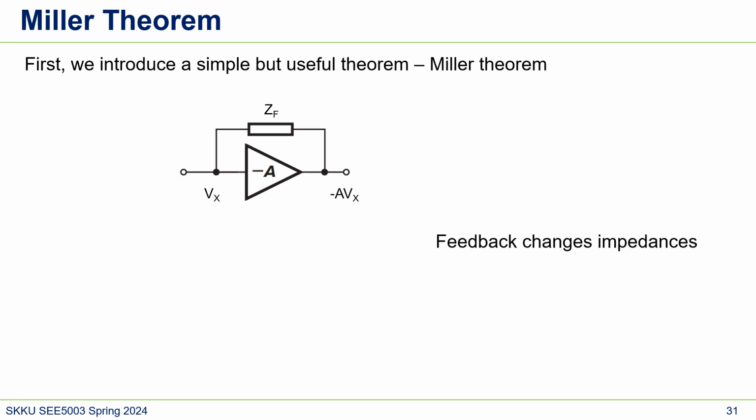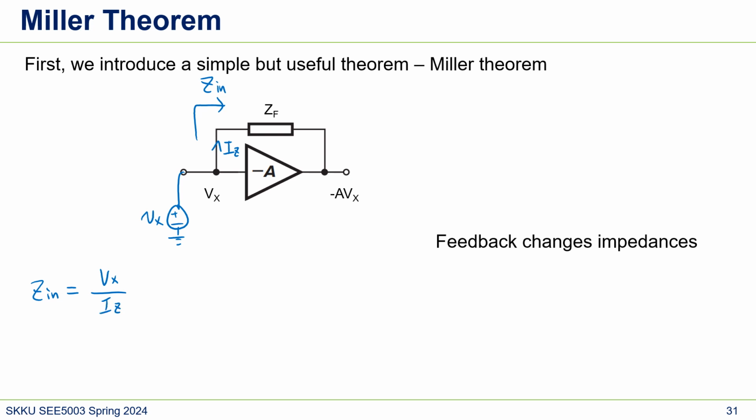Let's just calculate things. Assuming that we have Vx here, and then we want to see Z in, right? Of course it's not ZF. They will look different, and that's what Miller theorem is looking for. And assuming that there is Iz, so Z in is Vx over Iz, right?